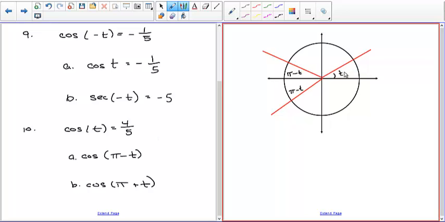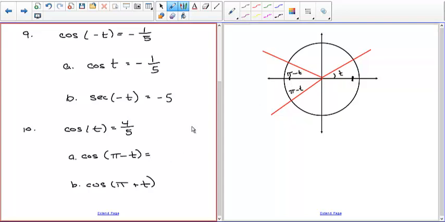So if I have a cosine of 4/5, that means I'm over here. I'm either in this quadrant or this quadrant. So I have a positive cosine, that means I'm here. So if I take pi minus t, that means I'm going to be over here instead. So my x-coordinate goes from positive to negative, so I get negative 4/5. And the same thing here, I'm still in the same location, so it's negative 4/5.